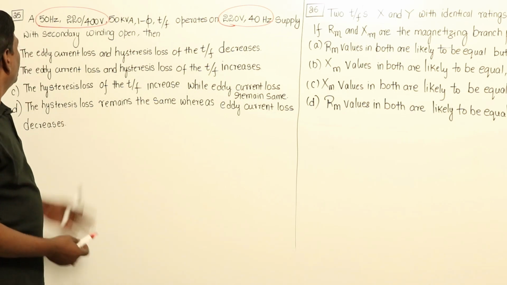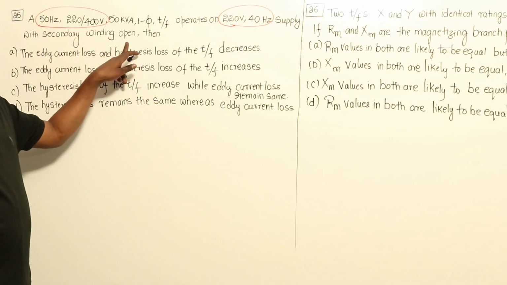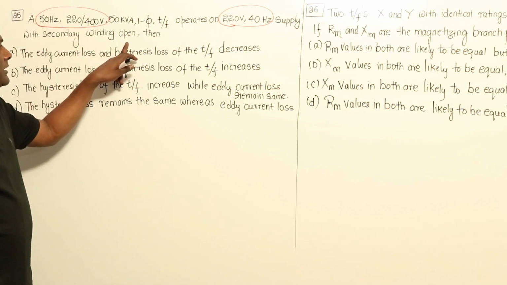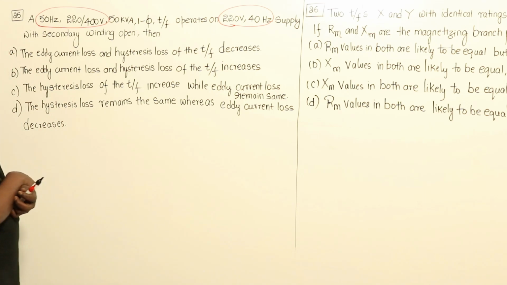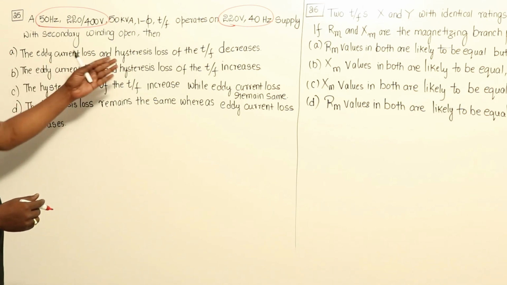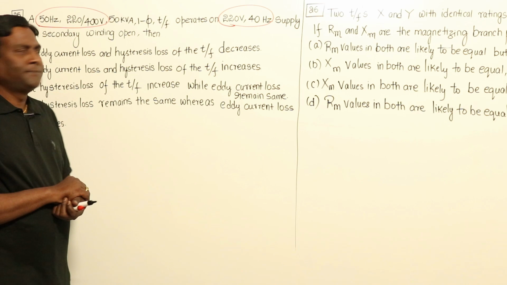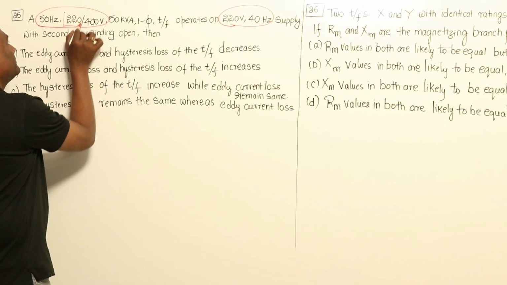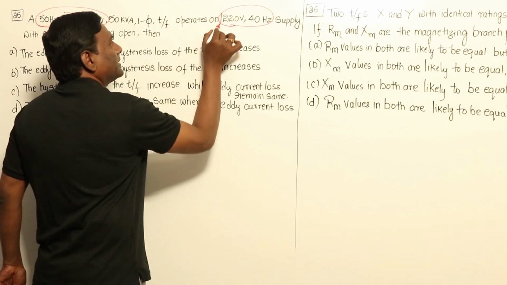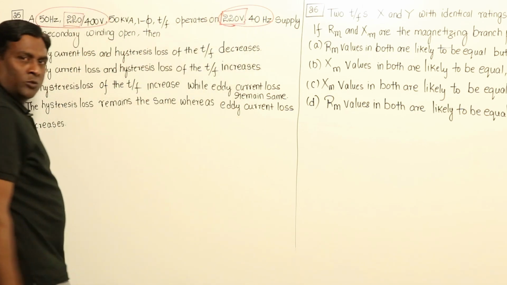Okay, so with the secondary winding open, in the sense that secondary current will not be there, only in the primary will the no-load current be there, which will contain both a hysteresis component and an eddy current component. Now we have to find the variation of eddy current loss and hysteresis loss. Okay, now see here, the voltage is the same in both cases.